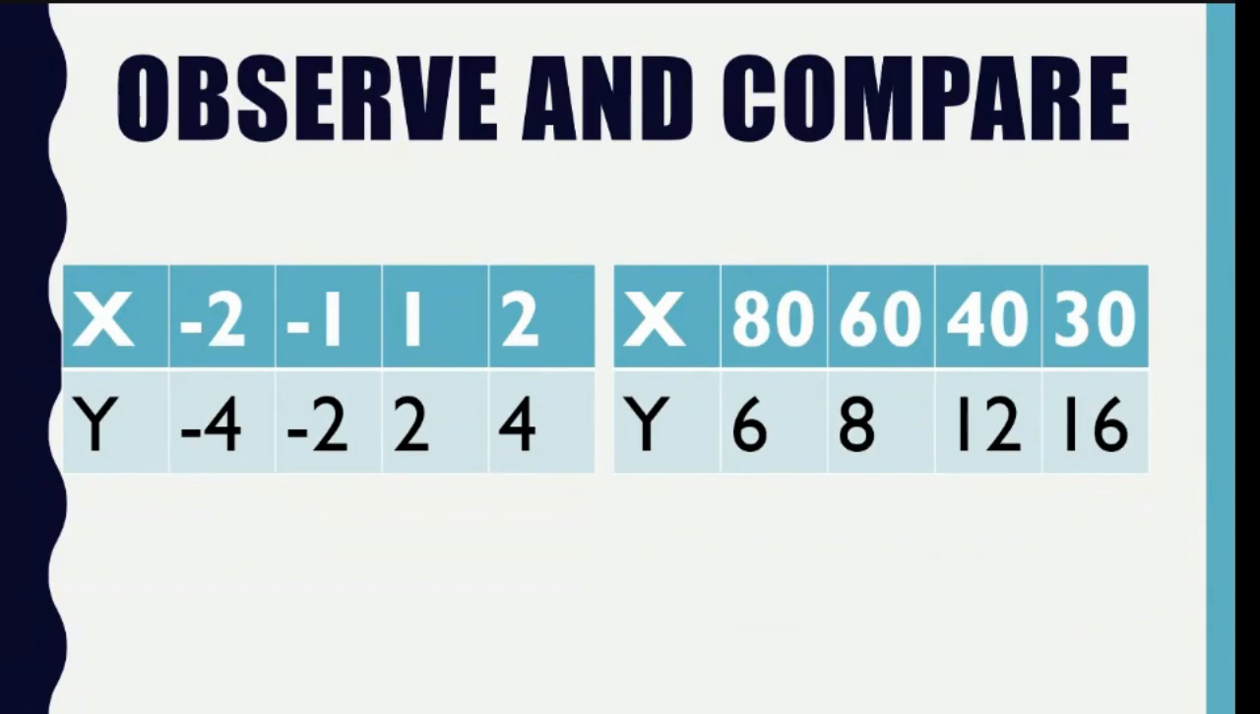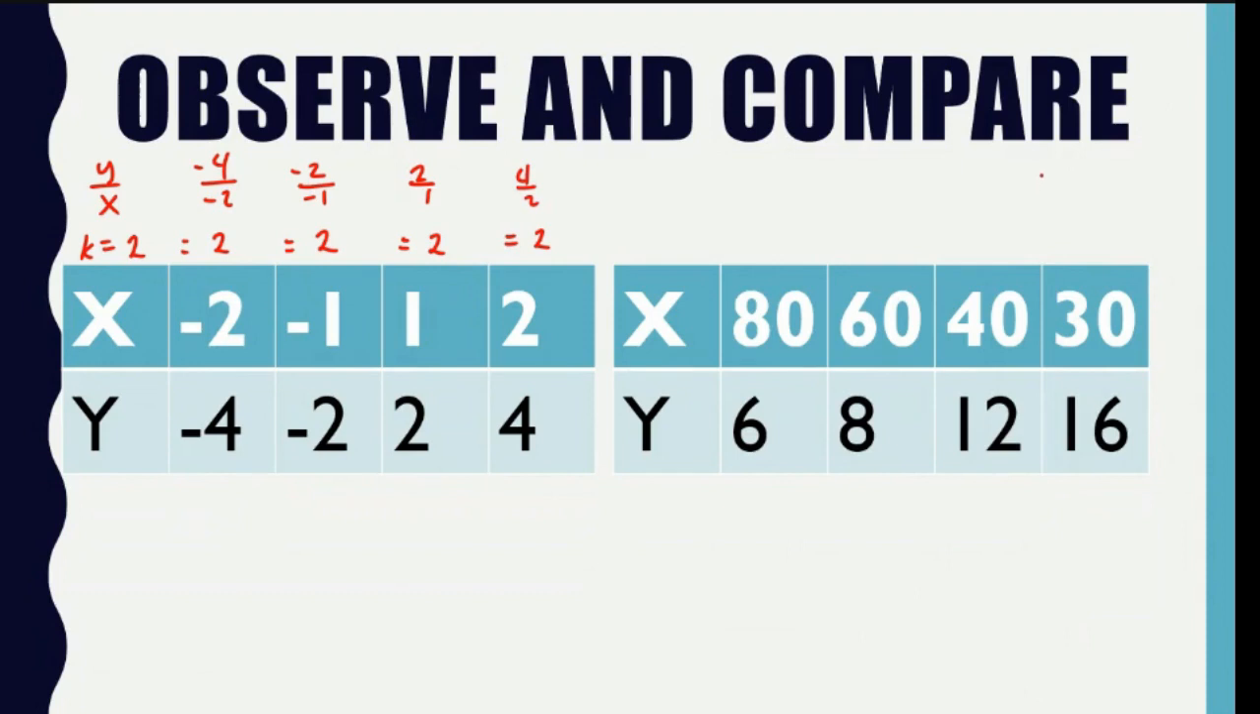In the first table, the relationship is a direct variation. Therefore, let us try to prove that they have the same constant of variation if we divide y divided by x. So we will be having negative 4 divided by negative 2, that is equal to positive 2. If we have negative 2 over negative 1, you will have 2. If you have 2 over 1, you will also have 2. If you have 4 over 2, you will also have 2. Therefore, the constant of variation for this table of values is 2.